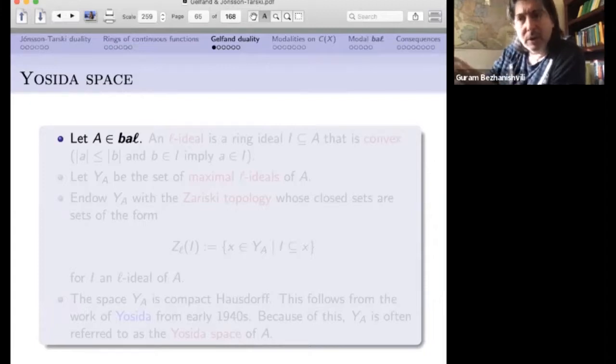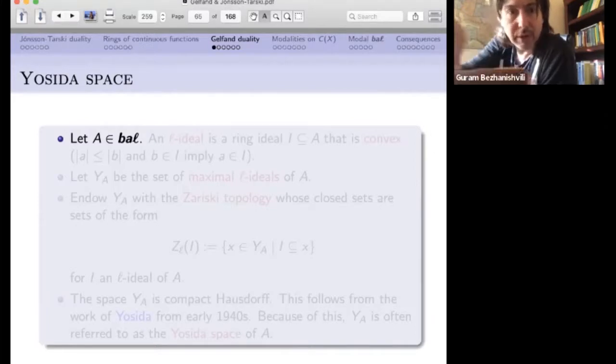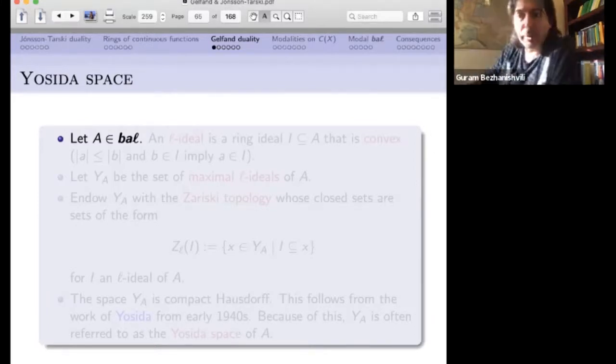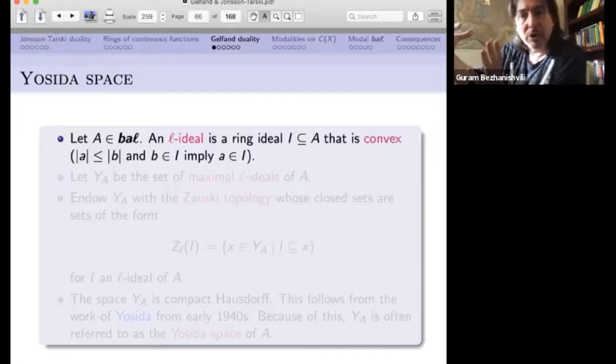Yosida, by the way, was a representative of the famous Japanese school of functional analysis alongside Kakutani. The main names of this school in the 30s and 40s were Kakutani, Nakano, and Yosida. So instead of just ring ideals, I'll work with ring ideals that also work well with order. They are going to be ring ideals which are also convex, so they respect order.